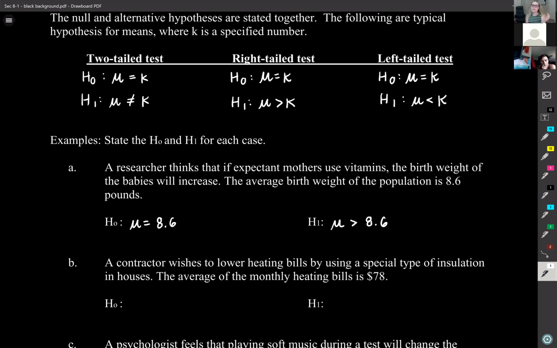So the null is always mu equals whatever that thing is that's also in your hypothesis test. So we want to gather enough information to reject the fact that mu equals 8.6 and then accept the fact that mu is greater than 8.6. That's our goal. Doesn't always happen, but that's our goal.